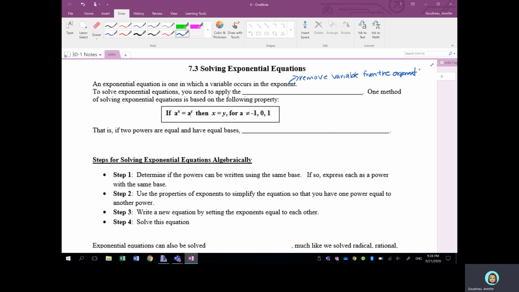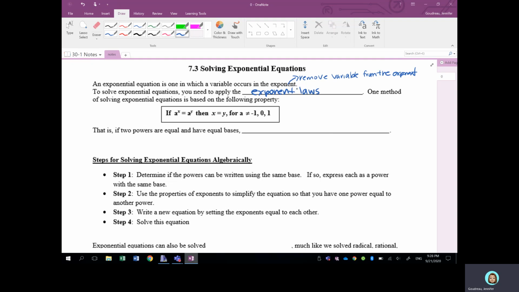All right, so how do we do that? To solve exponential equations, we are going to need to apply the exponent laws. You learned exponent laws in previous math classes. We don't have time to review them all here, but we will look at the few that we need to use.